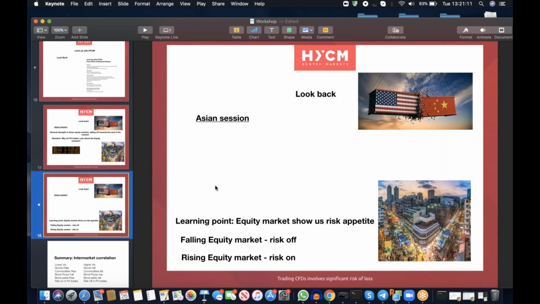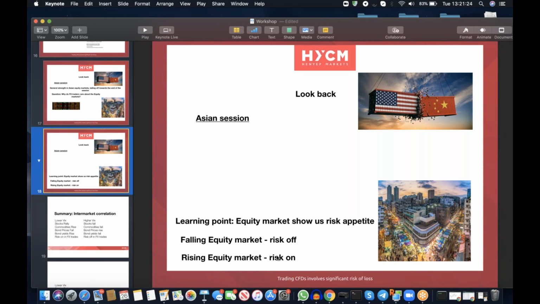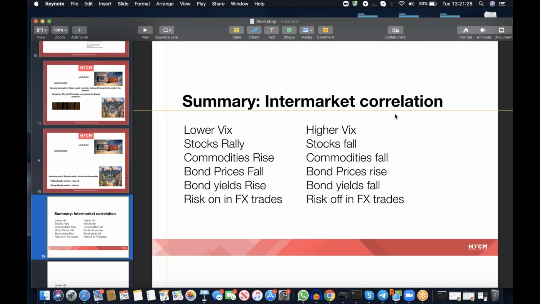Now, of course, if news comes out contrary to this positive news, we can see that the risk market will change. It'll go to risk off. But at the moment, we're mildly risk on. This is the intermarket correlation. Take a snapshot of this. If you want to see a risk on market, you look for a lower volatility index. You'd expect stocks to rally, commodities to rise.